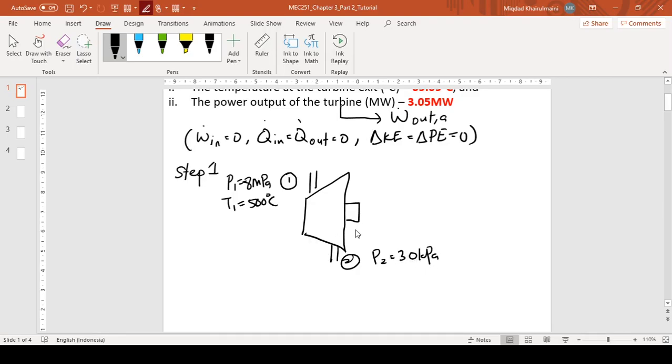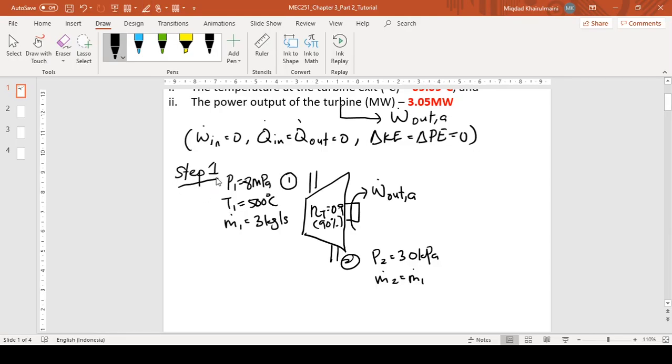So the mass flow rate is 3 kilograms per second, and the mass flow rate at the state 2 is the same as the mass flow rate at the state 1. So this will produce a work output which we have to calculate. Remember the actual work output. And the turbine has an isentropic efficiency of 0.9 or 90%. So this is for step 1, which is to draw the schematic diagram.